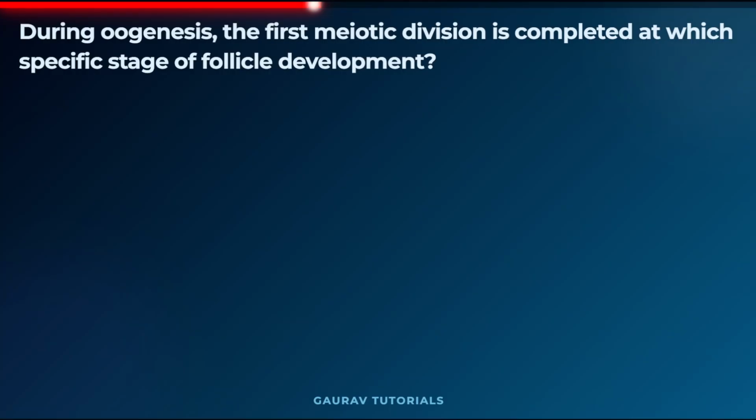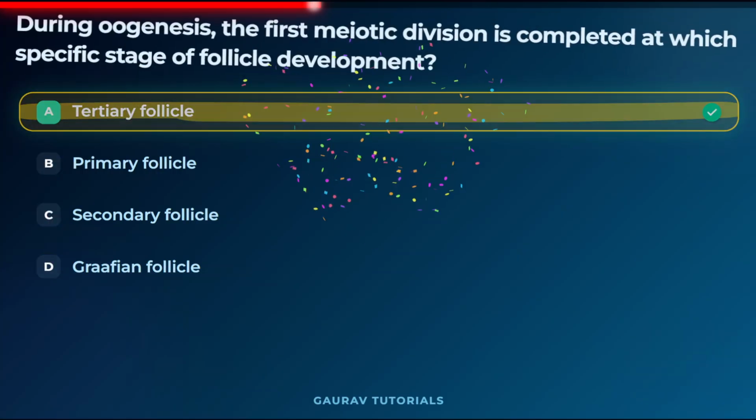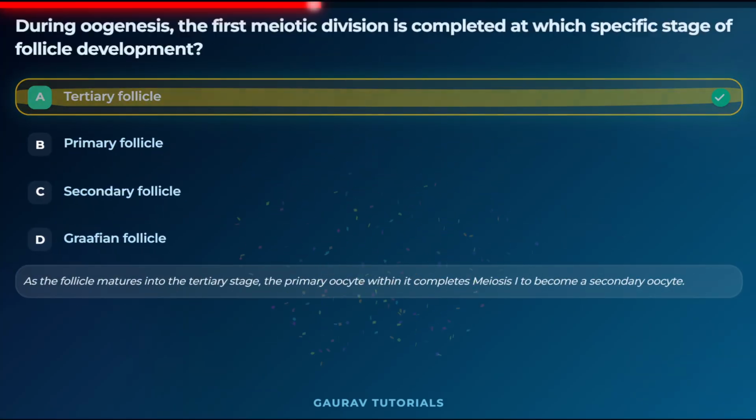The next question is, during oogenesis, the first meiotic division is completed at which specific stage of follicle development? The options are... the correct answer is option A, tertiary follicle. As the follicle matures into the tertiary stage, the primary oocyte within it completes meiosis 1 to become a secondary oocyte.